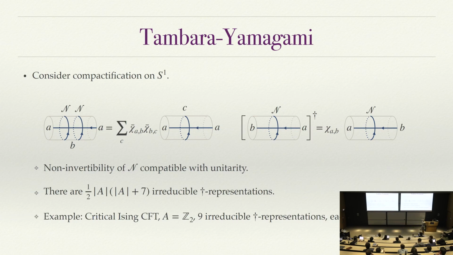So in this case, you can enumerate these irreducible representations. There's a finite number of them, and you can check that's how things transform in unitary CFTs, for example.